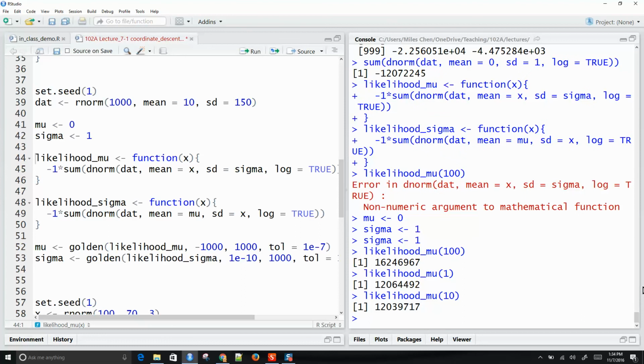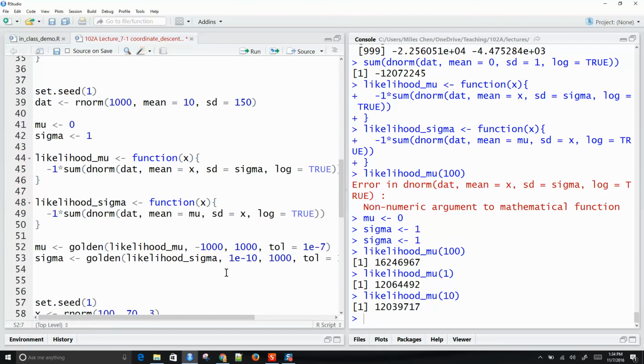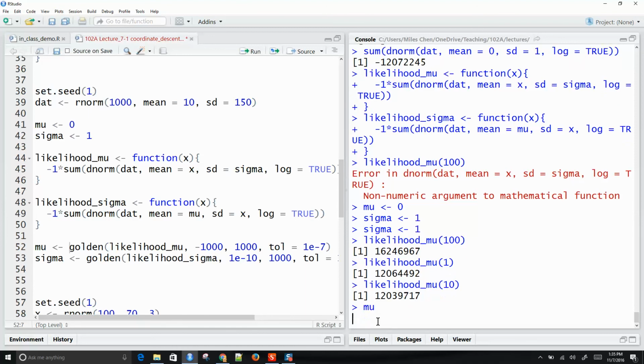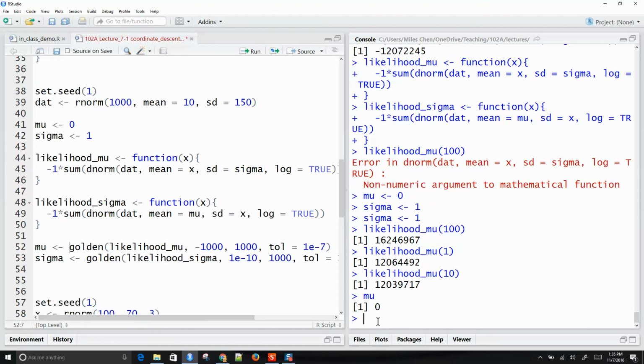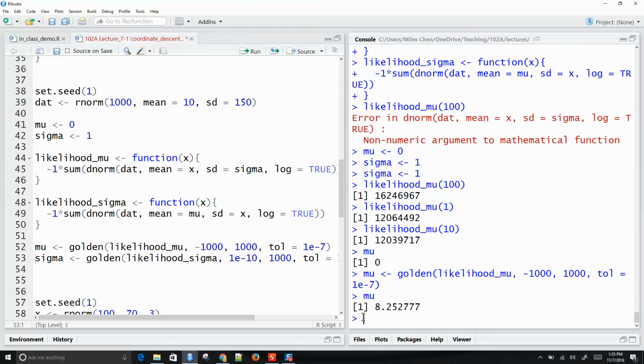Okay. And so what I'm going to do is just run the golden section search on this. I'm going to say, do your search from -1,000 to 1,000, and let's update our value of mu. Currently, our value of mu is 0, and we're going to run the search on this. And after doing the search, our estimate of mu is 8.252777.